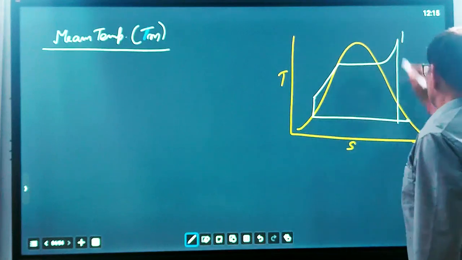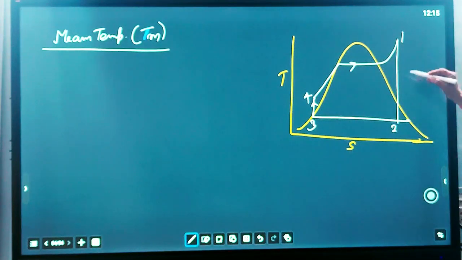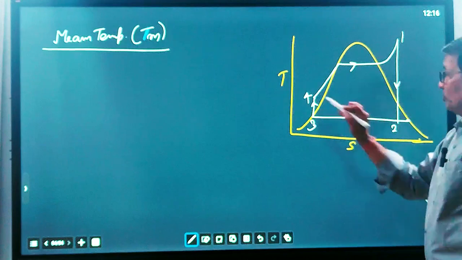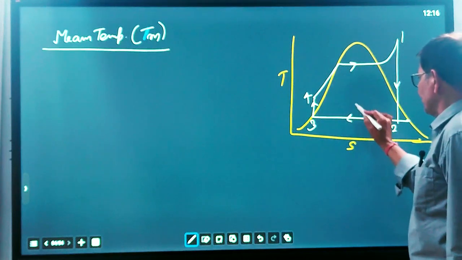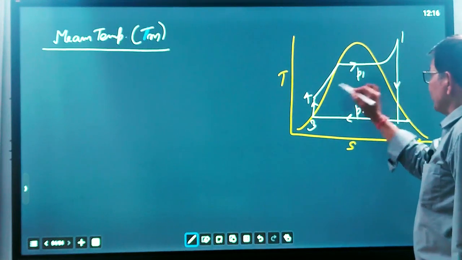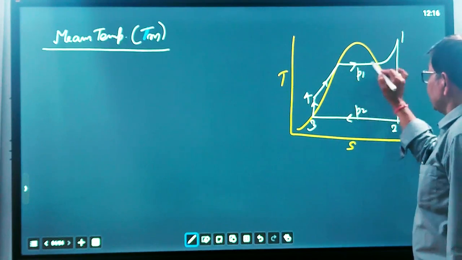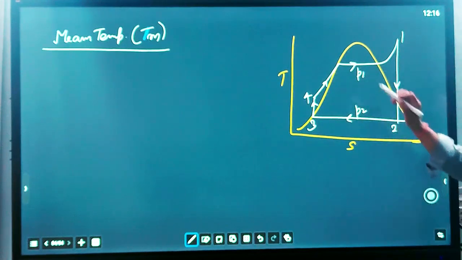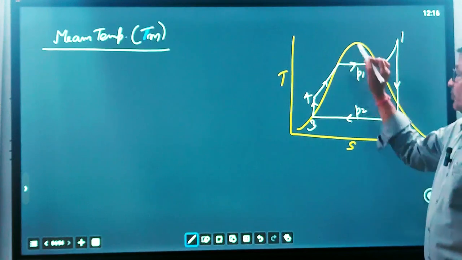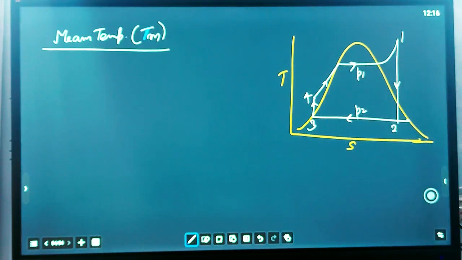So this is a cycle. You see that 1 to 2 is expansion in the turbine, WT. You get turbine work in process 1 to 2, isentropic expansion, and 2 to 3 is the condensation process at pressure P2, and 4 to 1 is a constant pressure heat addition process. But the temperature is varying here. Temperature is not constant. So how can we define a constant temperature?